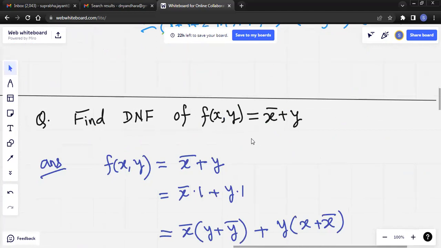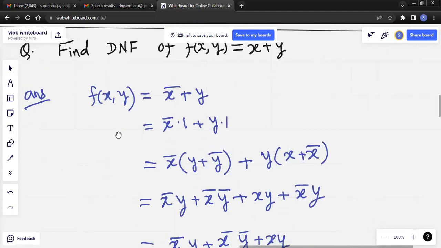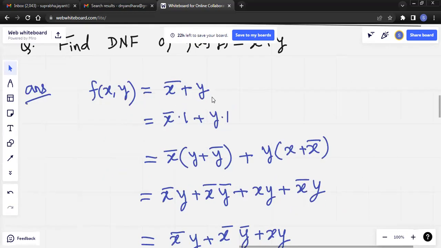One more question, let us practice for DNF. It's a small question. Here we are having only two variables, x and y. Earlier there were three variables, here we are having only two variables. Okay, let us go. F of x comma y is x bar plus y given to us. So what we need to do is, near to x bar we need to bring y, and near to y we need to bring x.